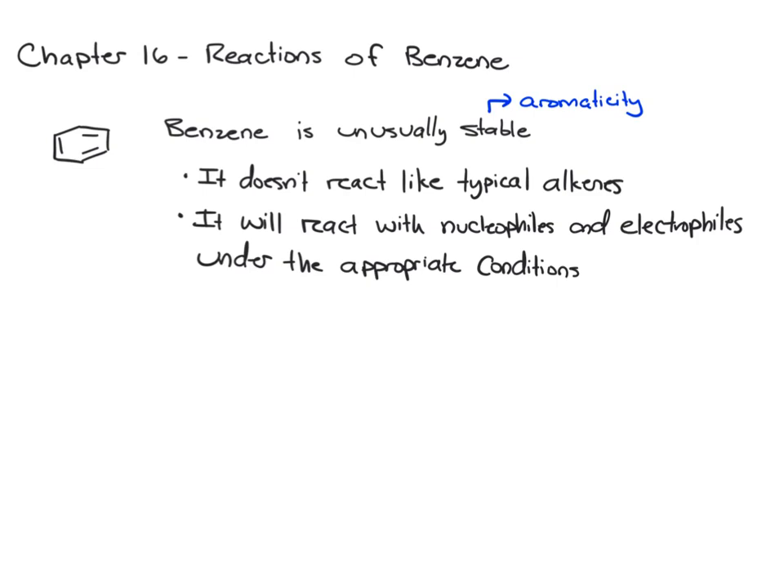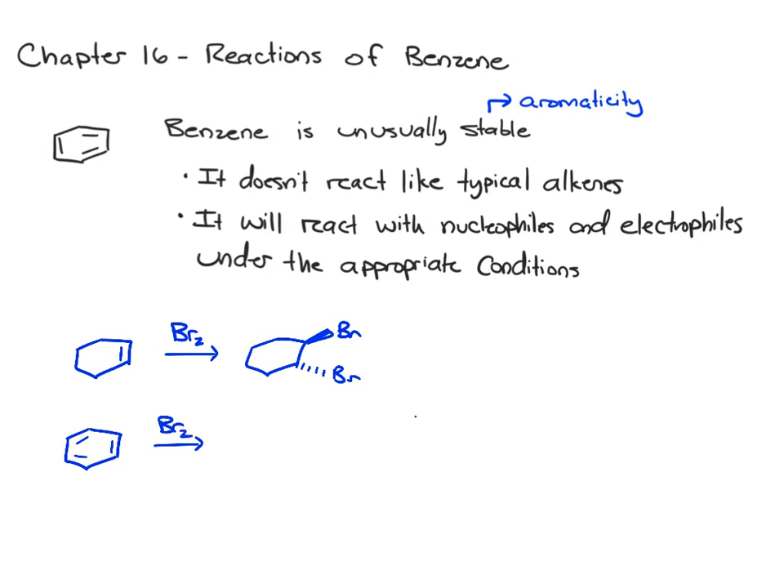So benzene doesn't react like typical alkenes. For example, we know that if you have cyclohexene and you react that with Br2, the bromine adds across the pi bond, and you get this bromination product. And you might expect the same thing to happen with benzene because it does have pi bonds. But if you just take benzene by itself and treat it with bromine, no reaction occurs.